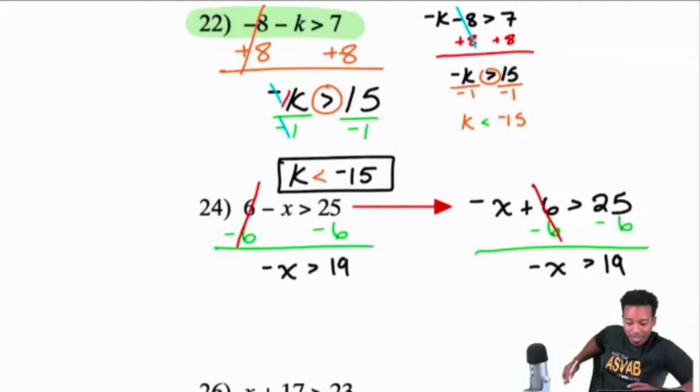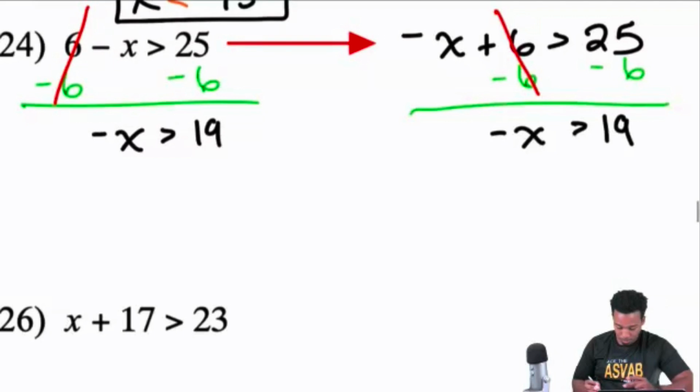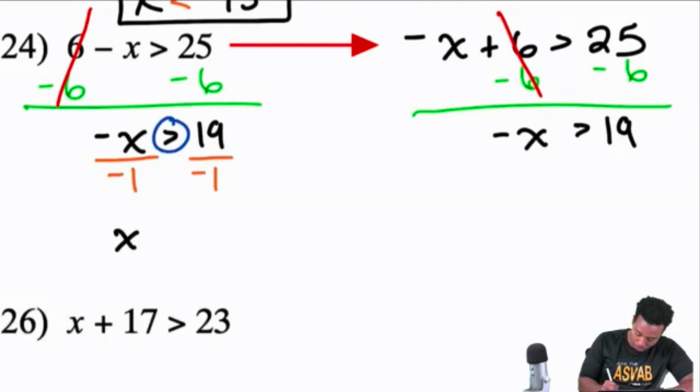Right. It's going to be dividing by that -1 on both sides. So I'm going to go and zoom in now. It's going to be dividing by that -1 on both sides. And so when you do that, you're going to have x, then you're going to flip the symbol, and you'll have a -19.